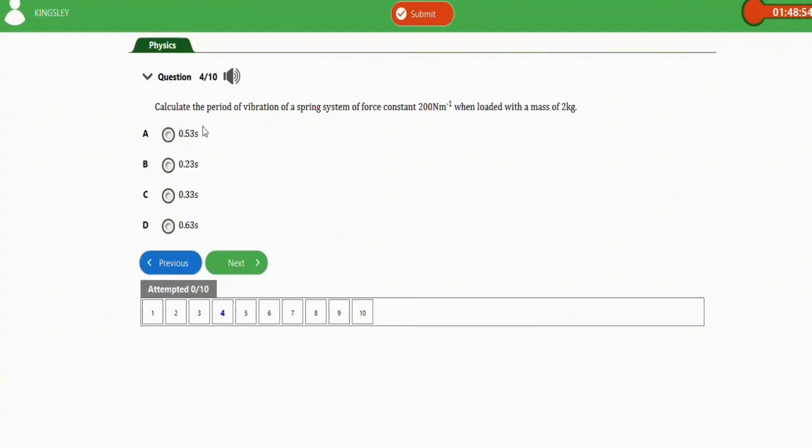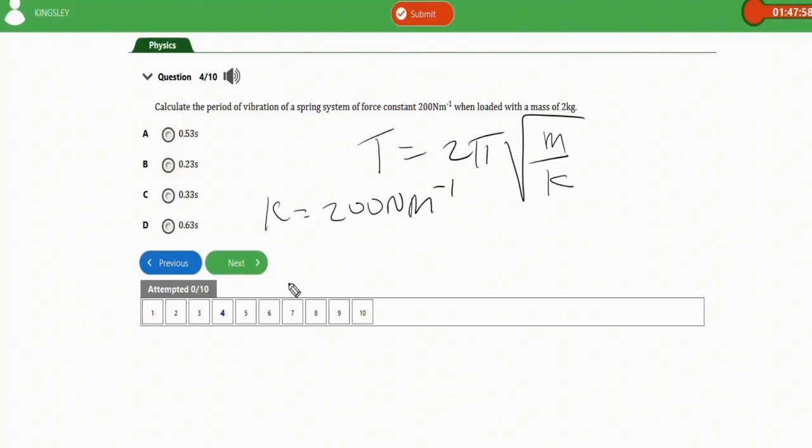It says, calculate the period of vibration of a spring system of force constant 200 Newton per meter when loaded with a mass of 2 kg. Alright, so for this question, we are going to solve this. It's actually very simple. We're going to apply this formula for finding the period of a simple harmonic motion: period T equals 2 pi square root of mass over spring constant. So in this question, we have the spring constant K to be 200 Newton per meter and the mass to be 2 kg.